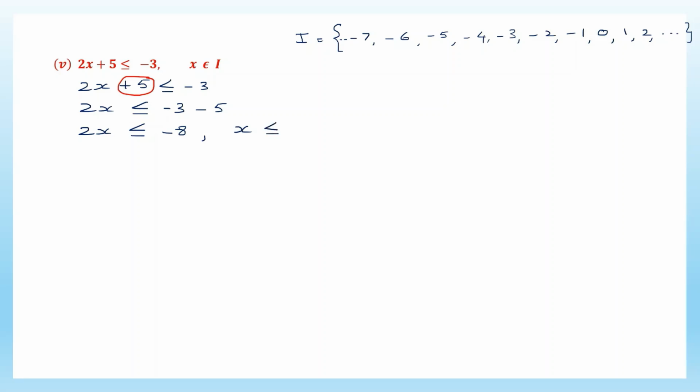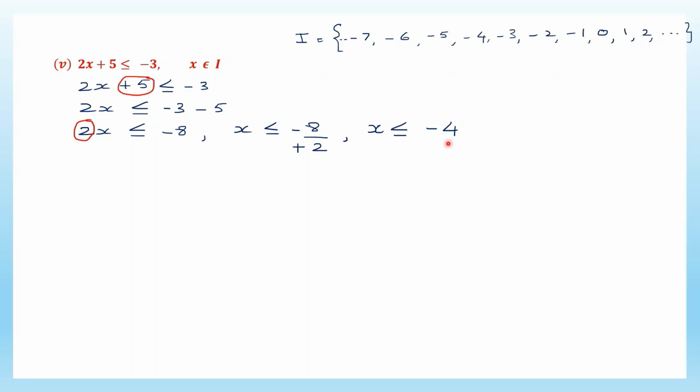lesser than and equal to minus 8 divided by 2, because here it is multiplication on the left hand side. As you can see, it is multiplication. So when we move 2 to the right hand side, it becomes division. So now we can solve for x here. X is lesser than and equal to, now let's do minus 8 divided by plus 2. So minus into plus is minus, 8 divided by 2 is 4. So x is lesser than and equal to minus 4. As you can see, x is lesser than and equal to minus 4.